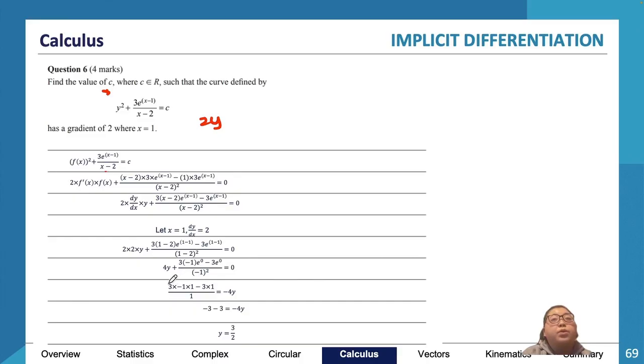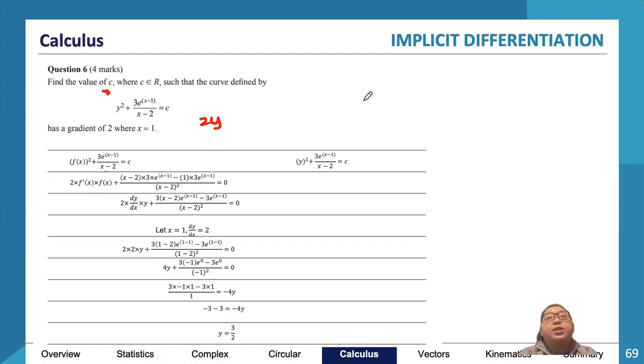So this will all amount to 3 times negative 1 times 1, right? Because e to the power of 0 is just 1, and that's minus 3 times 1, right? And that's all over just 1. So all in all, negative 3 minus negative 3 will equal negative 4. So therefore we will get that y will equal 3 over 2, or 6 over 4, or negative 6 over negative 4.